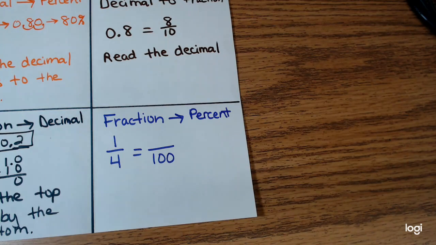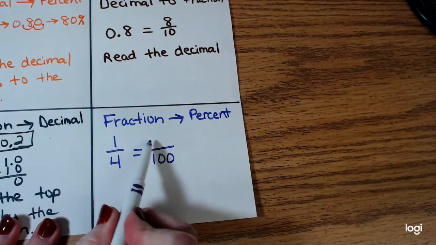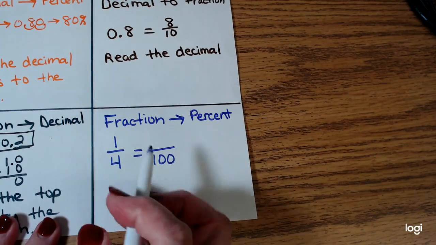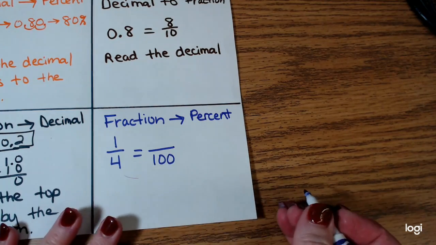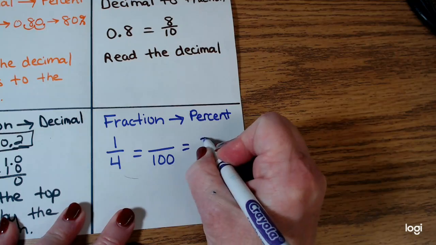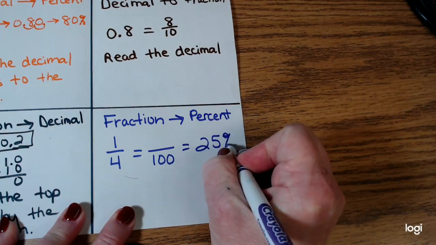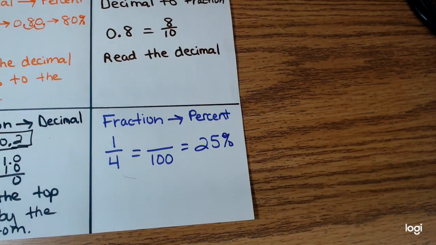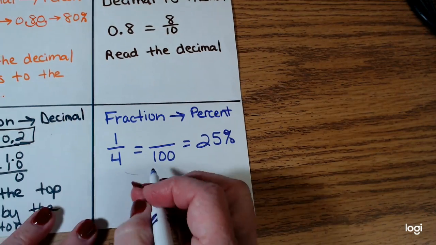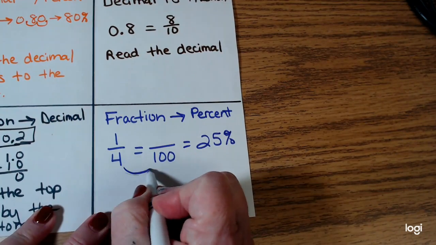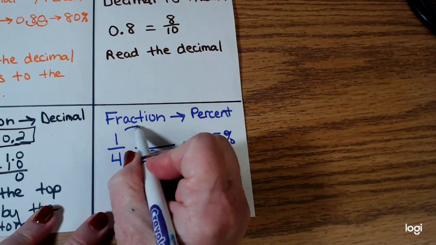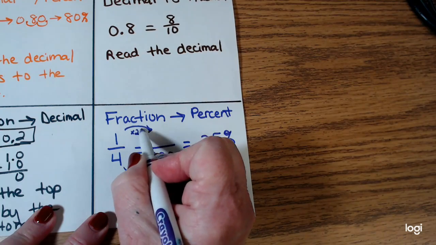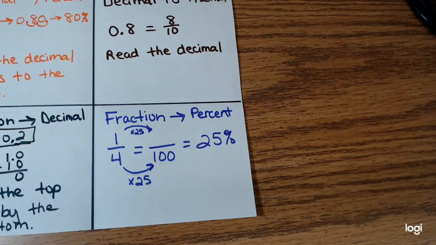So in order to solve my proportion, I could either cross multiply and divide, or I could multiply this direction, and I should be able to find out that my answer is going to equal 25%. I probably would do here times 25 here and times 25 here.